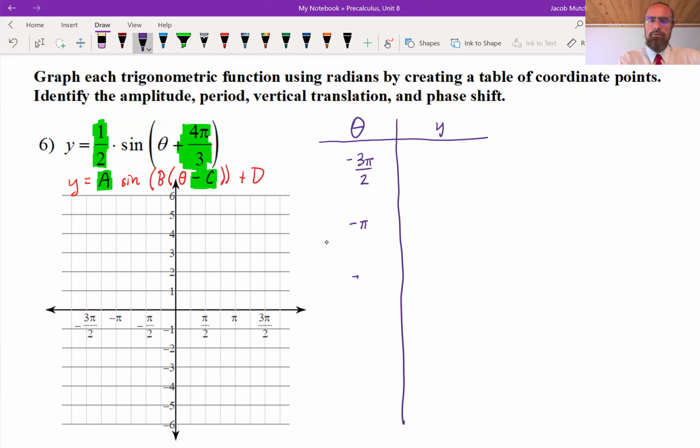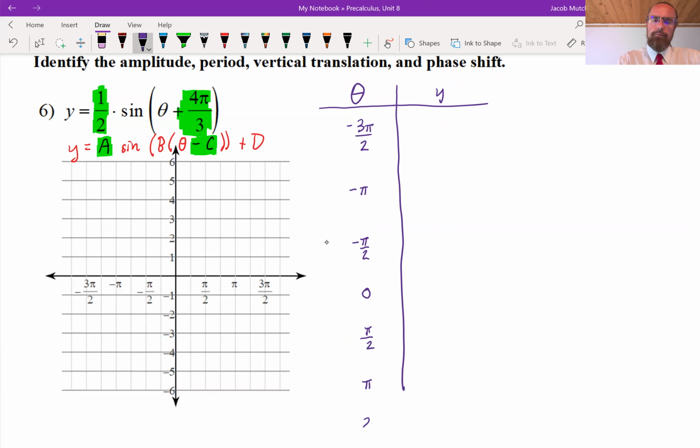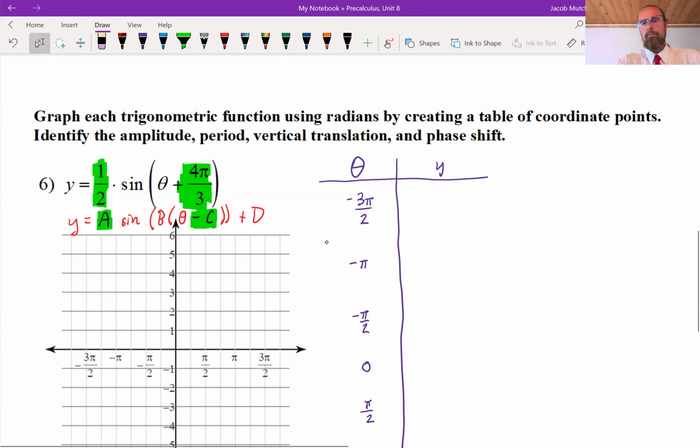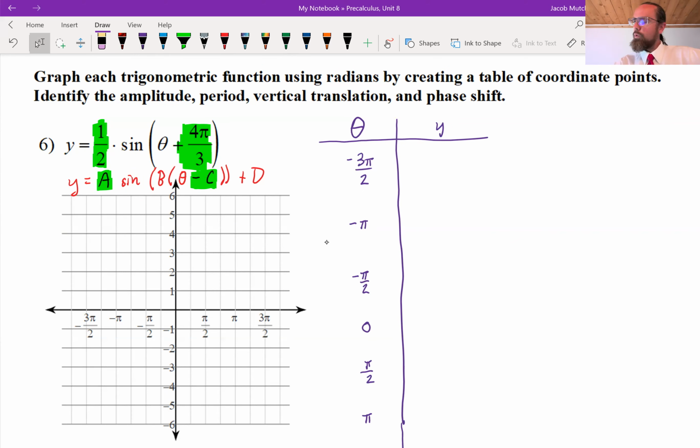Negative pi over 2, 0, pi over 2, pi, and 3 pi over 2. So I'm taking a little different approach because of that 4 pi over 3. That's very, very fractiony. Just to get us feeling about what that's going to do to our function.